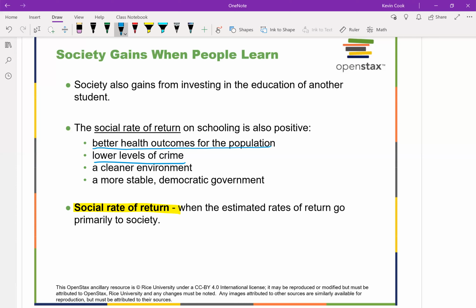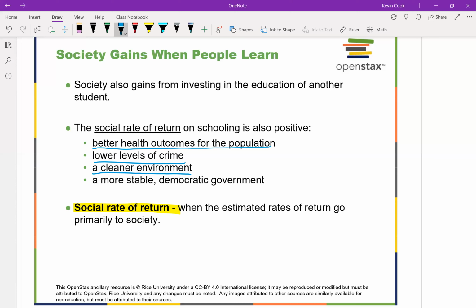You have this cleaner environment. And in general, those who have an education maybe have more efficient tools, more efficient toys to play with, so maybe they have a more efficient car, maybe their house is more efficient, and so on.